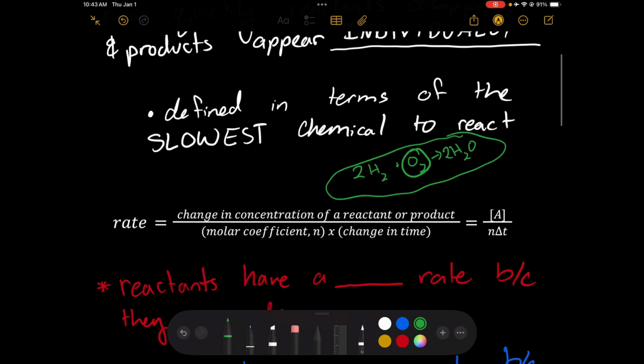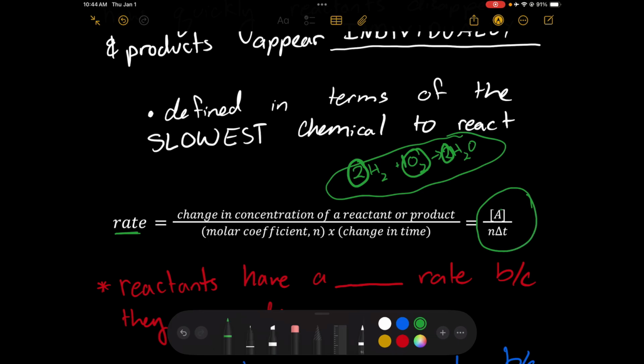In terms of writing the actual relative rate expression, rate is equal to the change in concentration of a reactant or product, so it could be any reactant, any product, whichever one you happen to be looking at, divided by the molar coefficient N. And in case you were curious, the molar coefficient for hydrogen is 2, for oxygen it's 1, and for water it's 2 in that reaction. And then also on the bottom is our change in time.